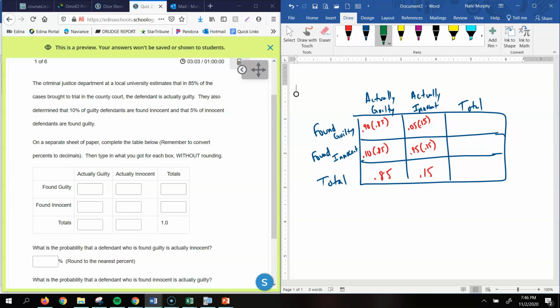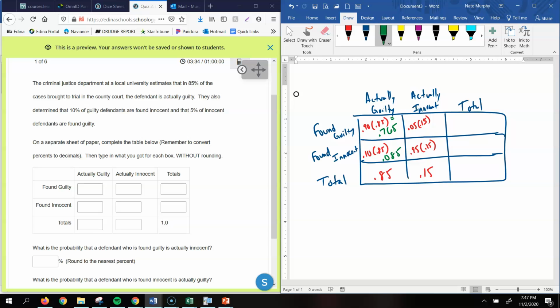So I'm going to take 0.9. Now remember, the instruction said do not round, so we're going to leave them as decimals. 0.9 times 0.85 gives you 0.765. And then 0.1 times 0.85 would be 0.085. Now I'm going to double check, because if I add these two together, I should get 0.85. If I take 0.085 plus 0.765, sure enough I get 0.85. So I can be confident I'm doing the correct thing so far.